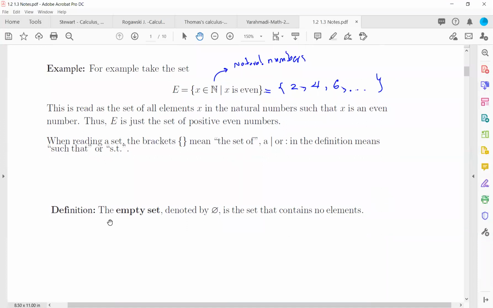Definition of empty set. I expect you to ask, what if we have a set with no element in it? In this case, we denote the empty set by the symbol for the empty set, or you can write this as: the empty set is the same as a set with no elements in it.